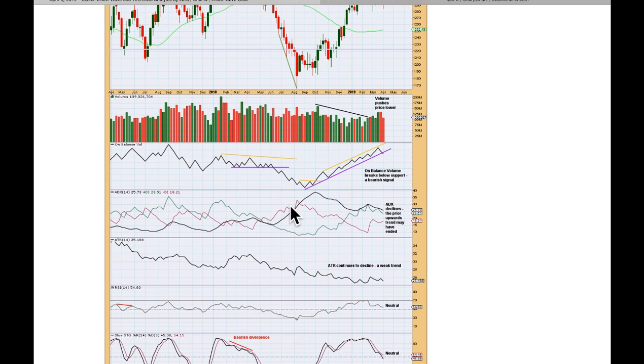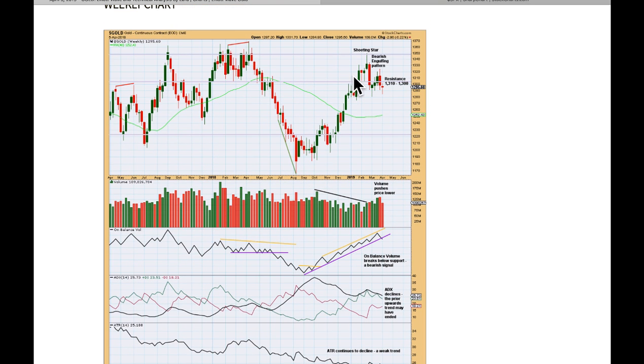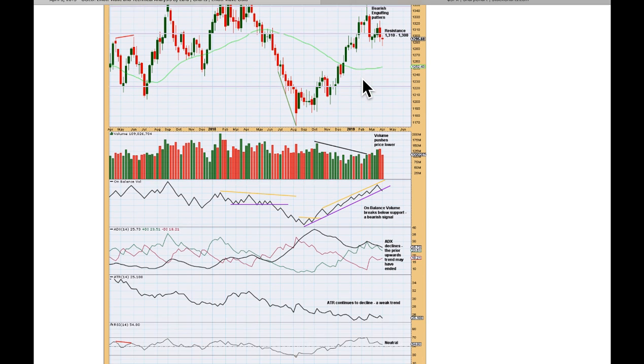ADX was telling us the previous downward trend reached very extreme. It's now declining, telling us that that previous downward trend may now be over. It didn't manage to catch up with this upward movement because of all the consolidations and pullbacks within it.